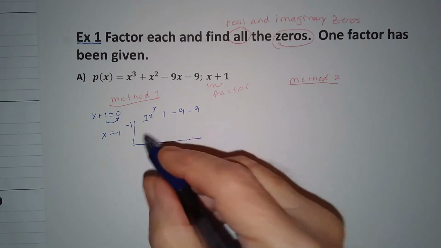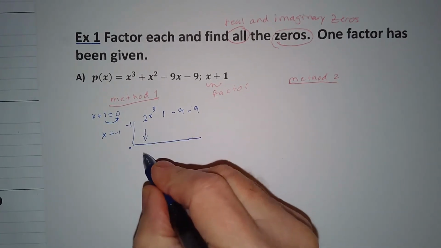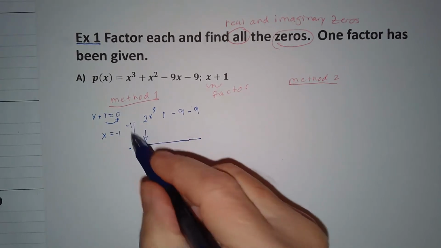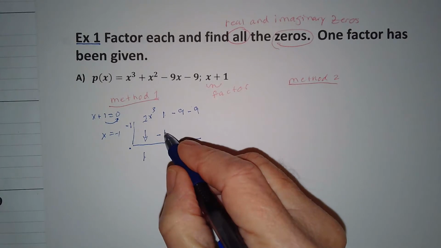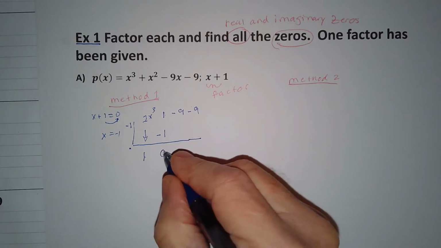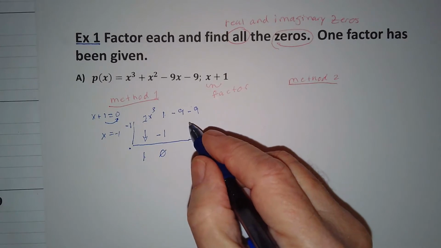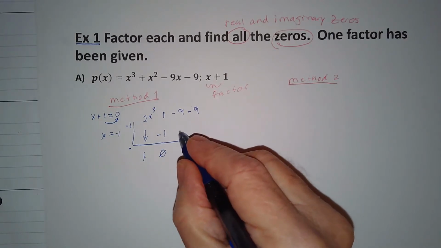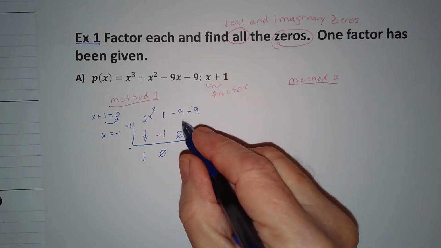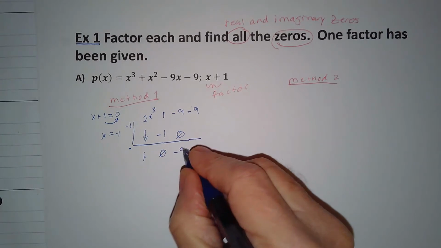When we do that, we're going to bring down first the 1, and -1 times 1 is -1. We're going to combine these two, and we end up with 0. And 0 times -1 is also 0, so we're going to put a 0 up here. And -9 and 0, combine those, you get -9.